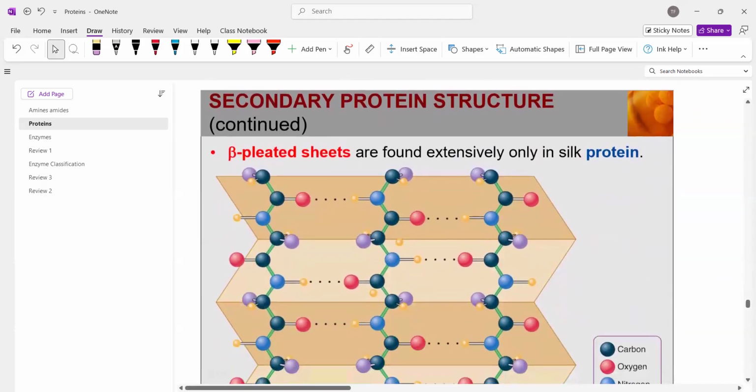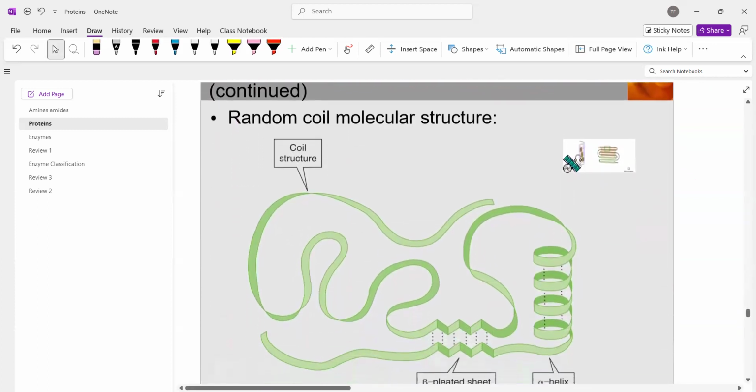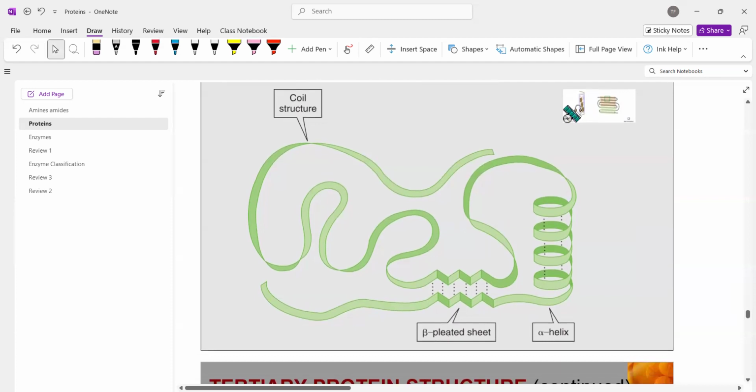Okay, pleated sheets are horizontal sheets. And this is the way silk is put together, using pleated sheets. Now, in general, proteins are made up of a variety of organizational structures, secondarily, both the pleated sheet and the helix. And you have a combination of the two. Proteins tend to be very, very complex. And because of that, enzymes are complex as well.